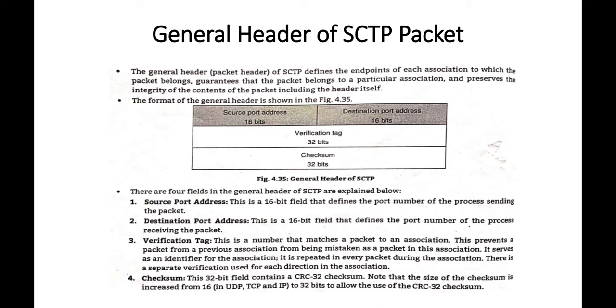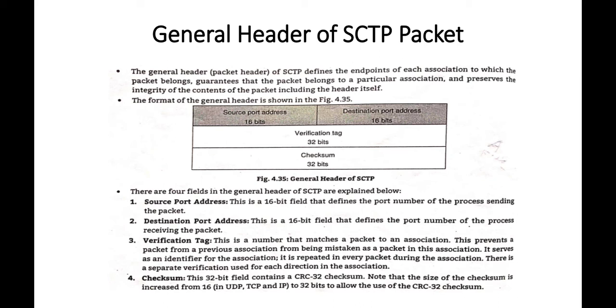Then the next one is the verification tag. The verification tag is a key used to verify that the packet comes from the correct sender, not from a duplicate sender or from hackers or crackers. That's why we use the verification tag: to verify whether it is the correct sender or some misuse or duplicate sender. So the correct sender can be identified by using the verification tag.